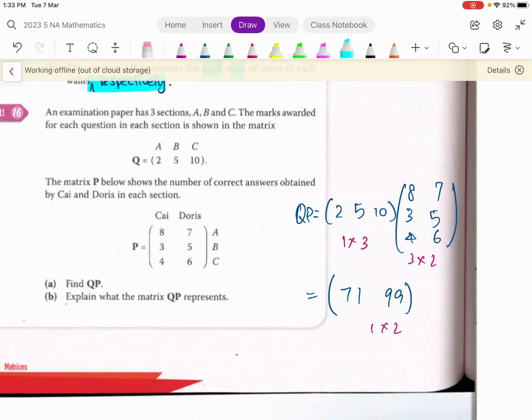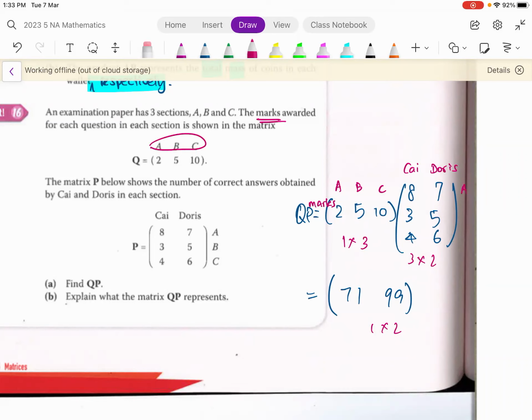Now I'm going to put in the header so that I know what matrix QP represents. Very quickly put on the headers. So 2, 5, 10, just follow lah. A, B, C, referring to section A, B, C. And then these are the marks allocated. So I put over here marks. Okay, section A, marks awarded for each question is 2 marks, and so on and so forth. And then our 8, 7, blah, blah, blah, this is our Thai, Doris.